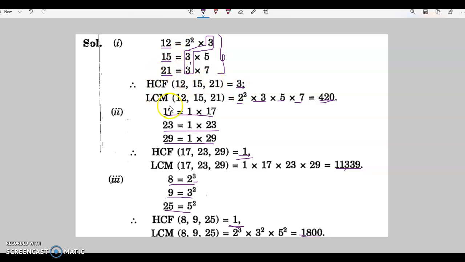Next, the LCM of 12, 15 and 21. For that, you have to take all the factors with highest power. That is what I am doing here. So 2 square into 3 into 5 into 7. After multiplication, you get the number equal to 420. Therefore, the HCF and LCM of 12, 15 and 21 is 3 and 420 respectively.